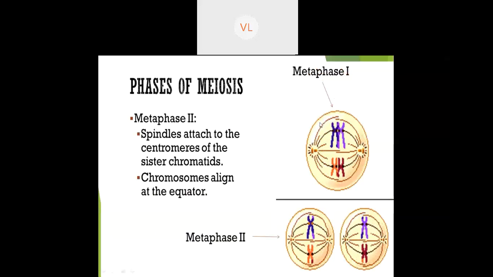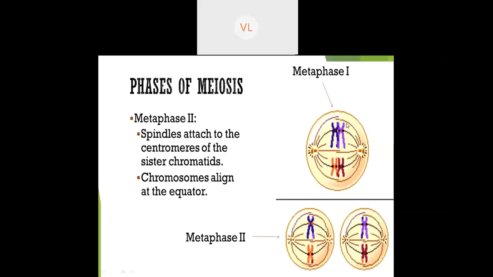In this metaphase 1, all these chromosomes will meet in the middle of the cell. The spindle fibers will form one line in the middle, known as the equator plate. In the equator plate you will get one line, and all the chromosomes will meet at one point in the middle of the cell plate.